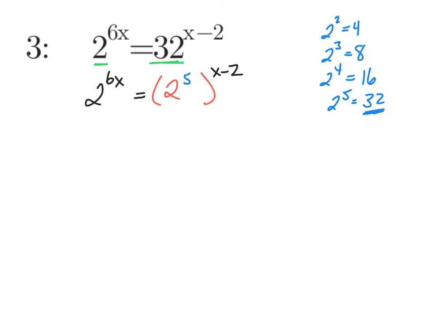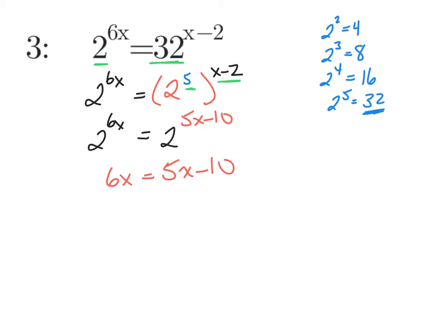Now we have our bases that are the same. On the left side it's going to be 2 to the 6x, and over here we have to go with power to a power, so we're going to multiply those two together, and we'll have 5x minus 10. We got two equal exponents. Their bases are the same, so their powers have to be the same. 6x has to equal 5x minus 10. And now solve. Subtract 5x, and x equals negative 10.